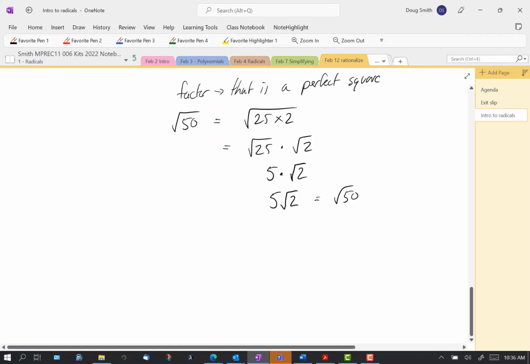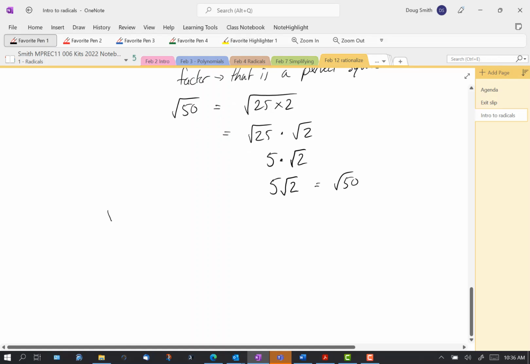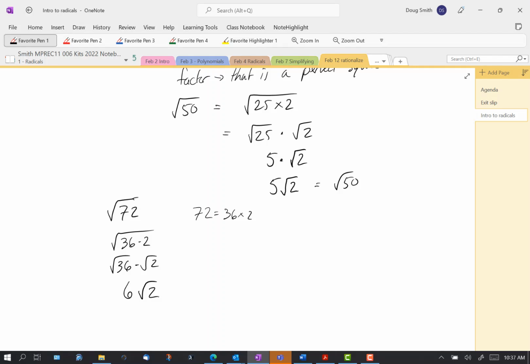We could try another one. Let's try square root of 72. I happen to know that 72 is equal to 36 times 2. So I can split that into two radicals, and the square root of 36 is 6. So there's square root of 72 simplified, or written as a mixed radical.